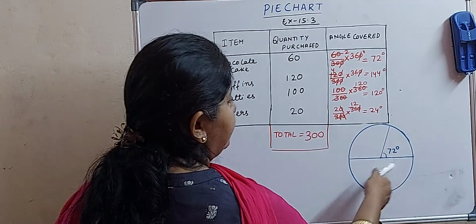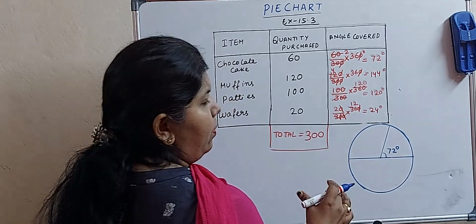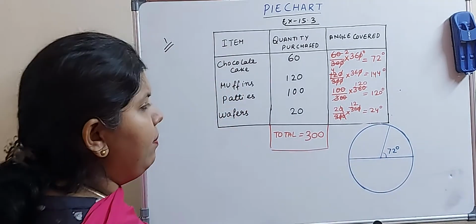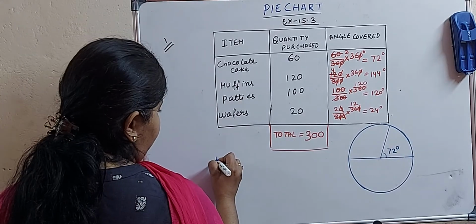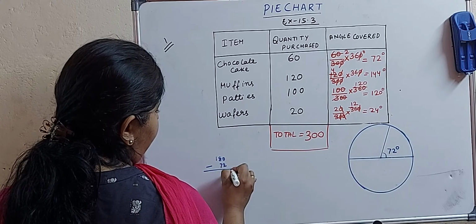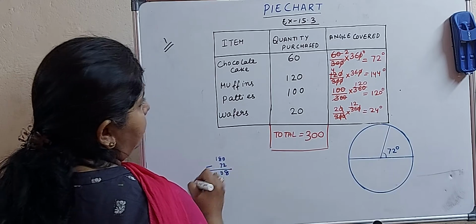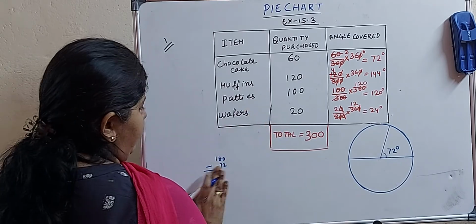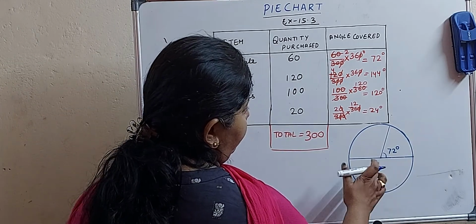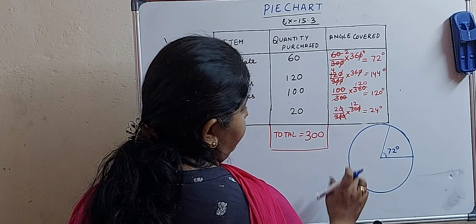Now my baseline is this. From here to here it is 180 in total. So now calculate the angle that is remaining on this side. 180 minus 72, how much is it? 108. 108 is not there at all. So one thing we can do is rub this line. This line is of no use.